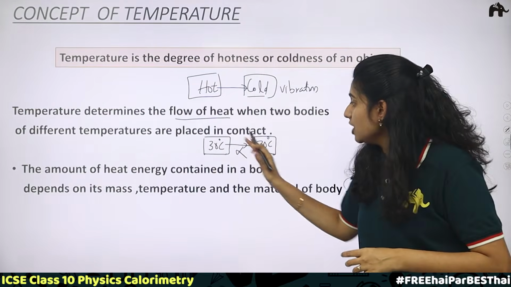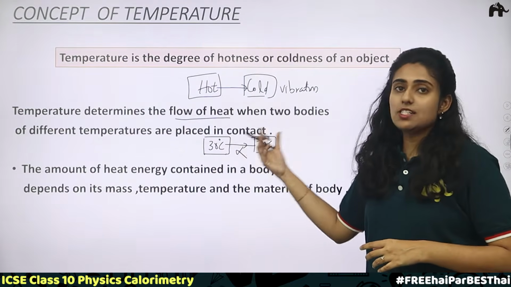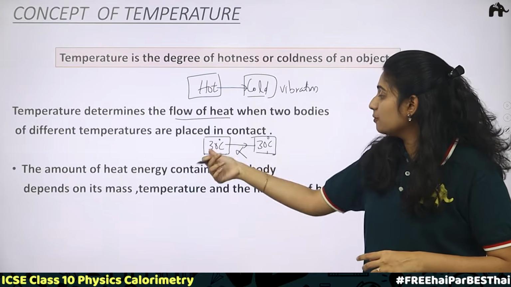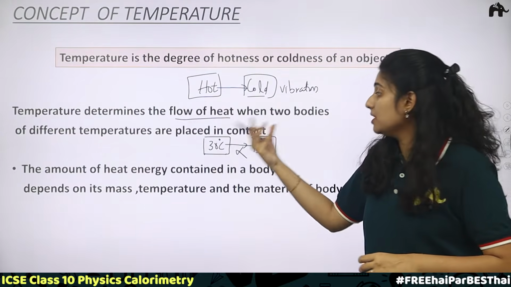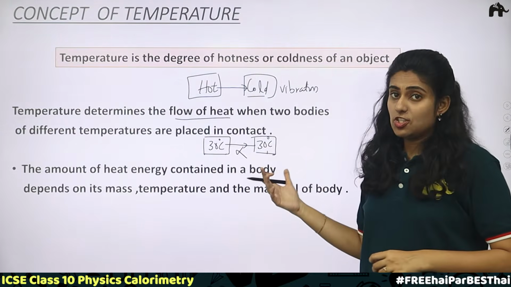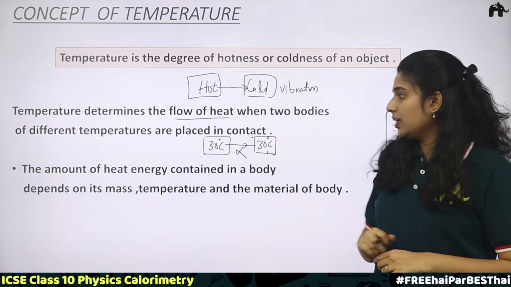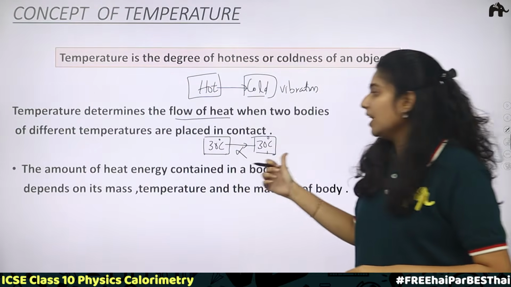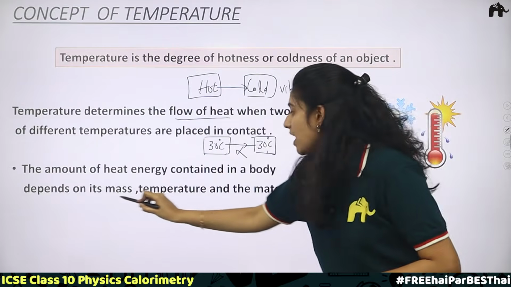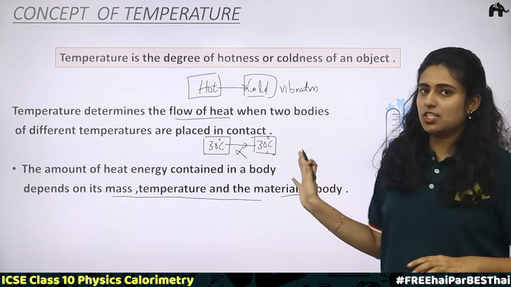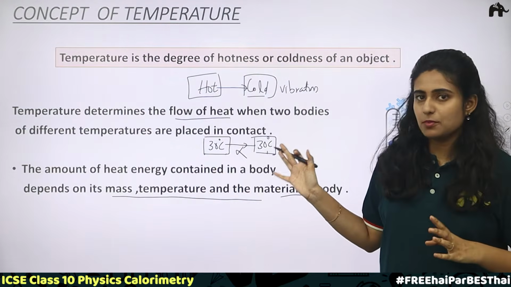Okay, since the temperature is the same, it is not necessary that the thermal energy of both these bodies is also the same, because thermal energy may depend on the mass, temperature and the material also. The amount of heat energy contained in a body depends on mass, temperature and the material of the body. Understood? Got the concept of temperature?